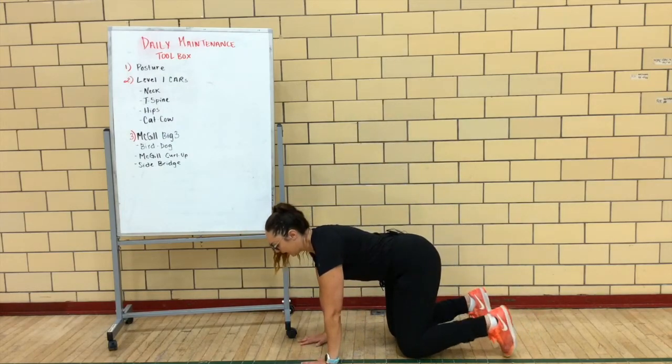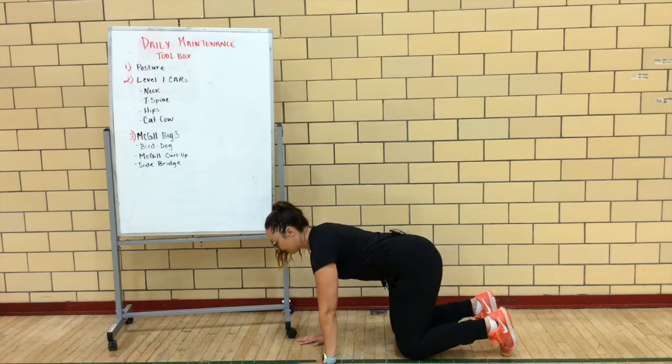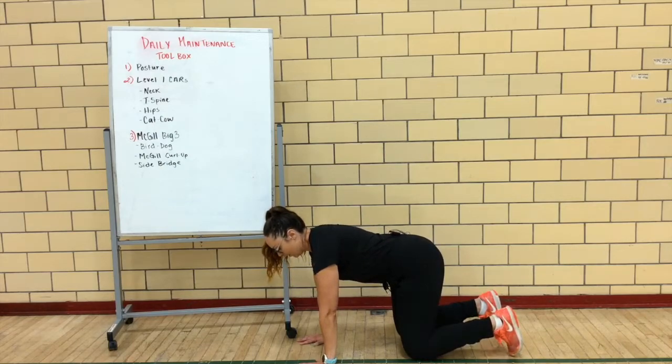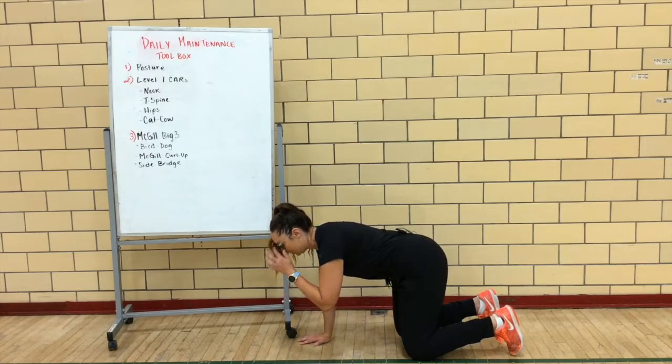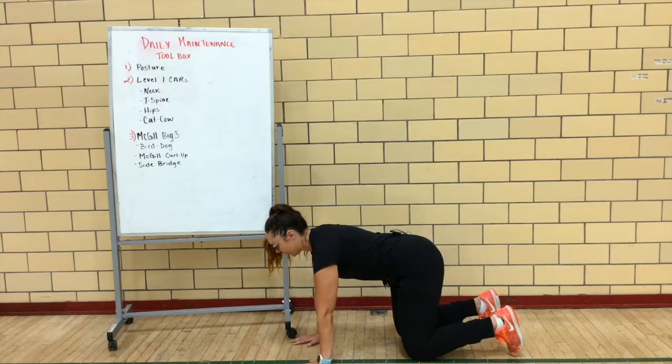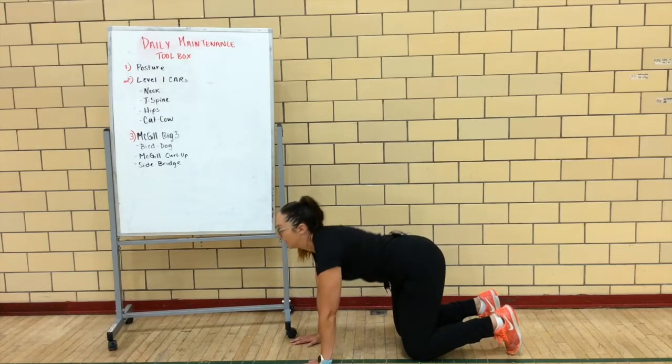If you can, keep your toes tucked as much as possible. Wrists are below the shoulders and knees are below the hips. So you're in this strong, stable, kind of neutral tabletop position. And what we're going to do is we're trying to waterfall the movement up our spine. So it's not just hinging in the middle.